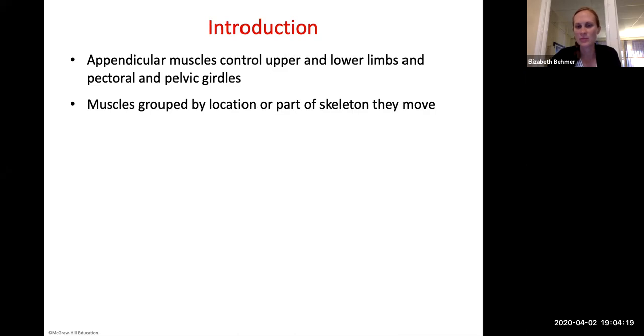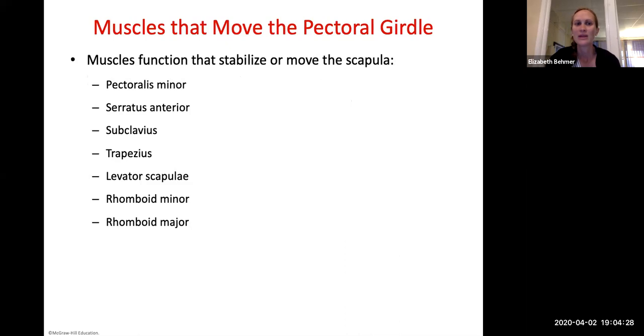Muscles are grouped by their location or the part of the skeleton that they move. So we're going to go through these as we look at each grouping of the skeleton that they move. Muscles that stabilize or move the scapula are listed here: your pectoralis minor, serratus anterior, subclavius, trapezius, levator scapulae, which elevates the scapula, and then your rhomboids.